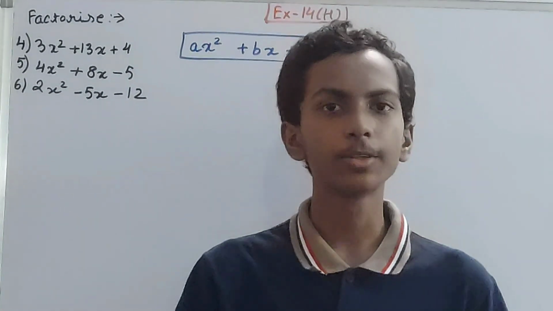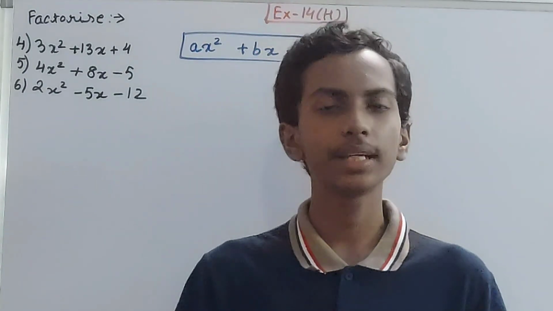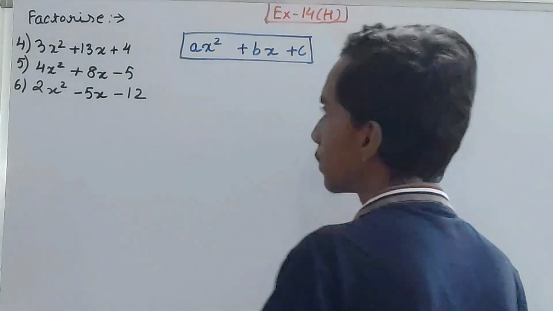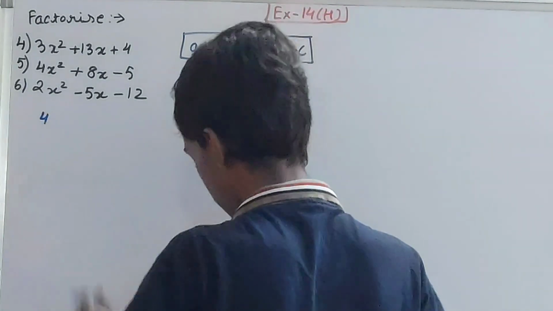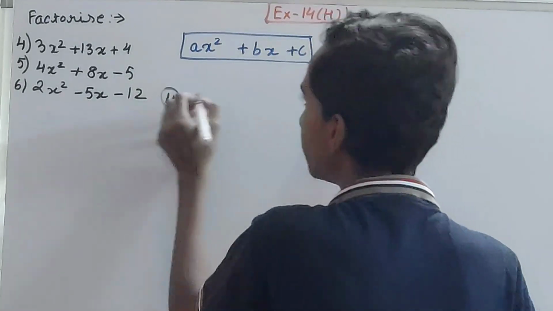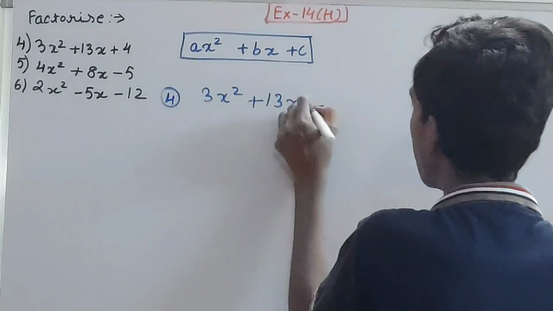In this video we are going to solve ICSE Mathematics class 8 chapter 14 factorization exercise 14H questions 4 to 6. Let's see the fourth question. In the fourth question we have 3x square plus 13x plus 4.